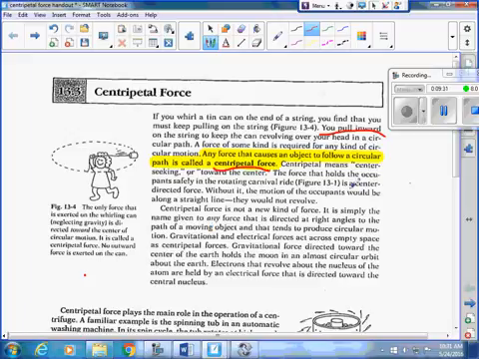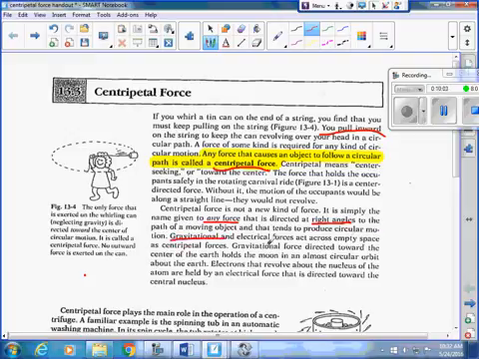So without it, the motion of the occupants would be along a straight line. They would not revolve. So centripetal force is the word. Centripetal force is not a new kind of force. It is simply the name given to any force that is directed at right angles to the path of a moving object and tends to produce circular motion. So that's a better definition for centripetal. It is any force that is directed at right angles to the path of a moving object, and tends to produce circular motion.